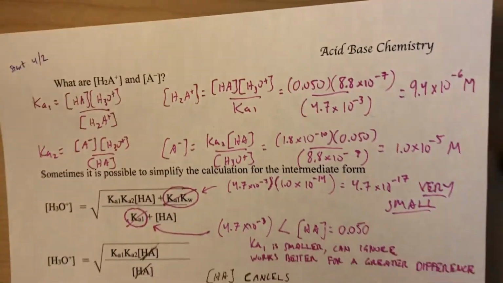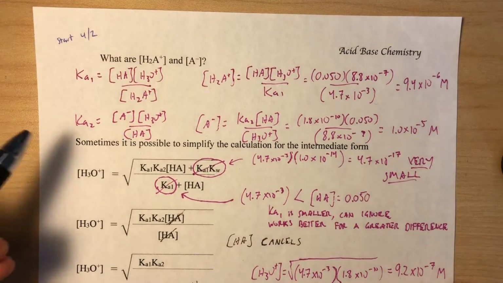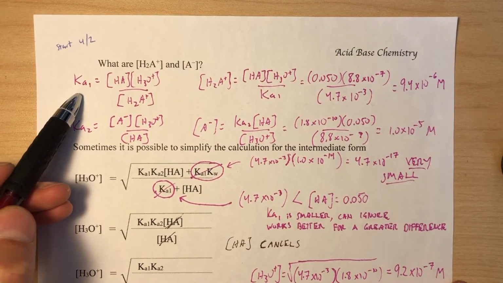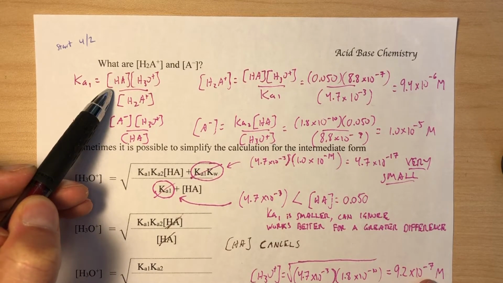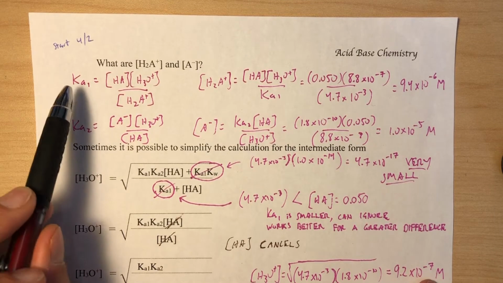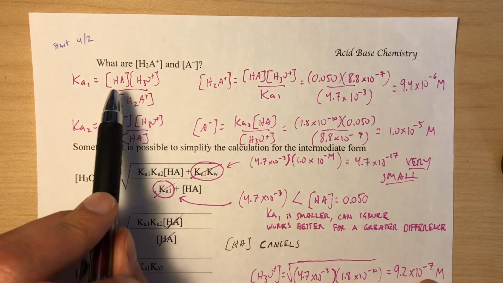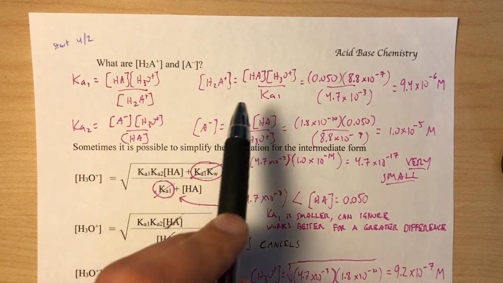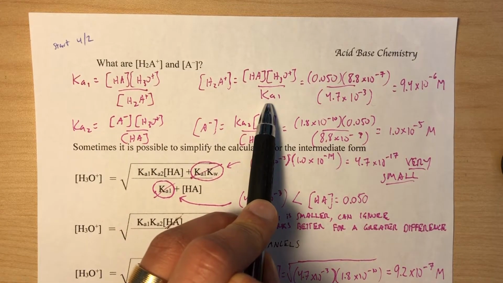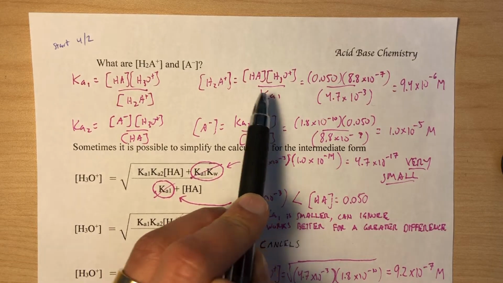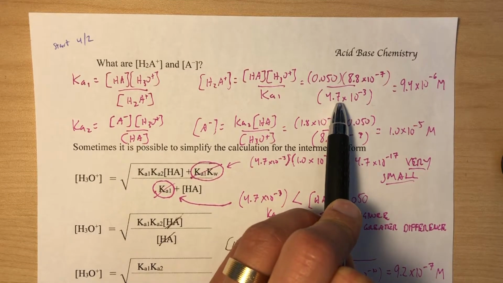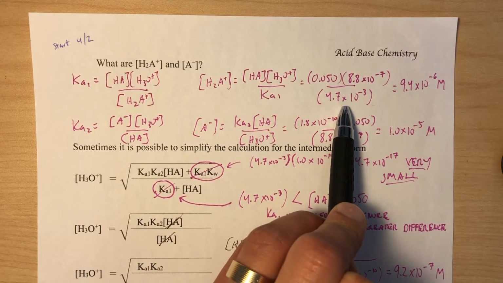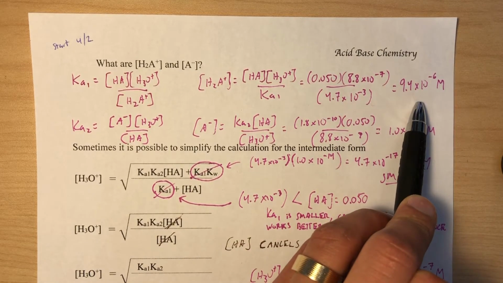So, if we go on to the next page, we can use Ka1 to solve for H2A+. For Ka1, that's going to be equal to products over reactants, which is going to be equal to HA times hydronium divided by H2A+. We have our Ka value, we just calculated hydronium, and we had HA at the beginning of the problem. So H2A+ is going to be equal to HA divided by hydronium, multiplied by hydronium divided by Ka1 after we rearrange, and we get 0.050 times 8.8 times 10 to the negative 7 divided by our Ka 4.7 times 10 to the negative 3 is going to be equal to 9.4 times 10 to the negative 6 molar.